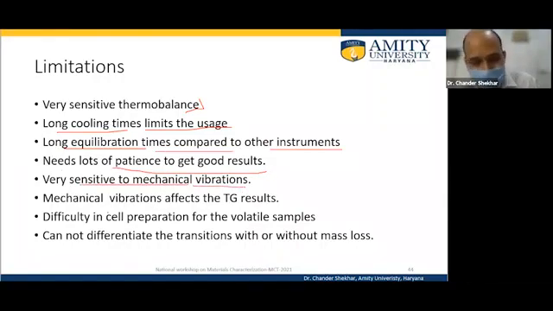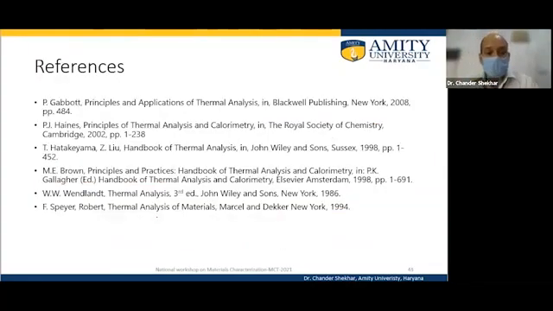It's very sensitive to mechanical vibrations. Mechanical vibration can especially affect the thermogravimetric results. And for the sample preparation of volatile samples, it is a little difficult to prepare the hermetic cells, or difficult to differentiate transitions having closely related transitions.